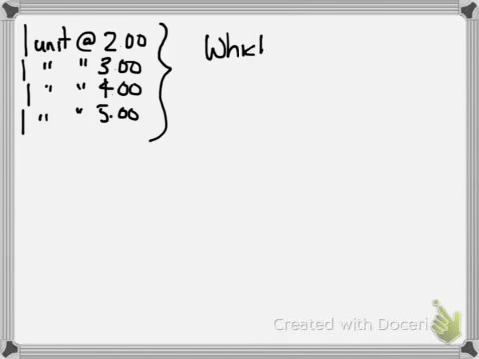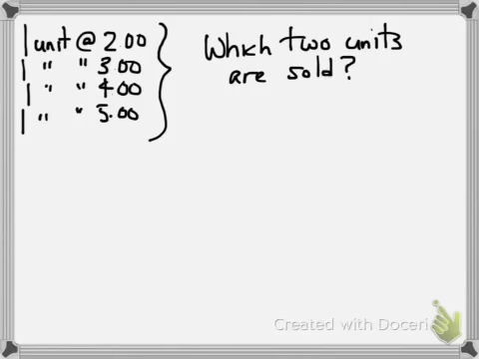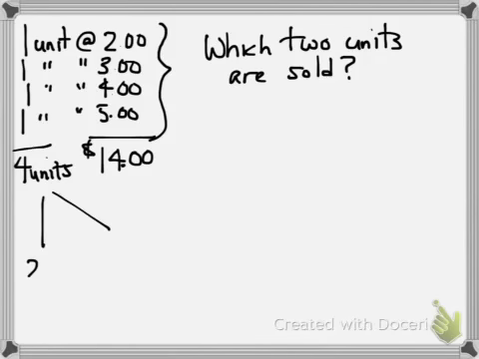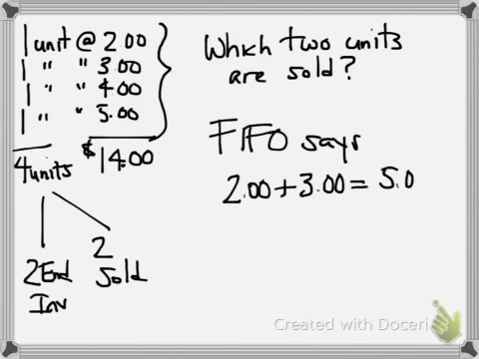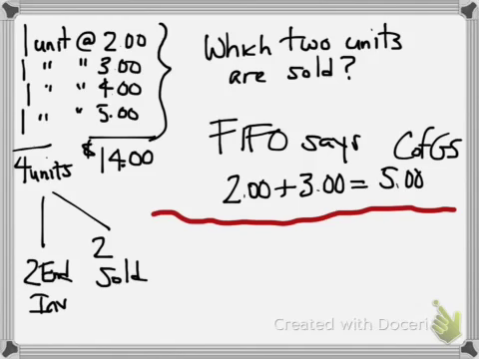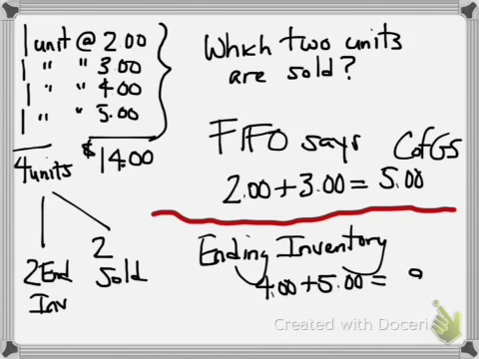So just rewriting that information again, which 2 units are being sold? It's the $2 unit and the $3 unit. So we've got these 4 units to be accounted for. 2 are in ending inventory, 2 are sold, and we have a total cost of $14 to account for. FIFO says it's the $2 item and the $3 item that are going to be assumed to flow out the door to cost of goods sold. And that means cost of goods sold would be $5. And then that would mean that the other 2 units, the $4 unit and the $5 unit, are the ones that are left in ending inventory. So cost of goods sold would be $5, ending inventory would be $9.